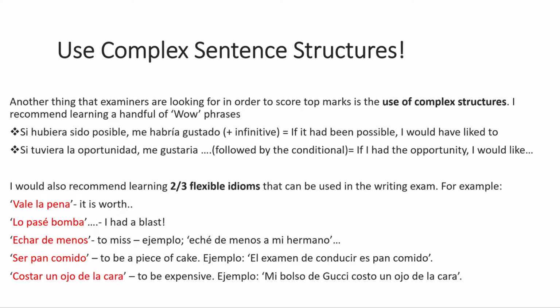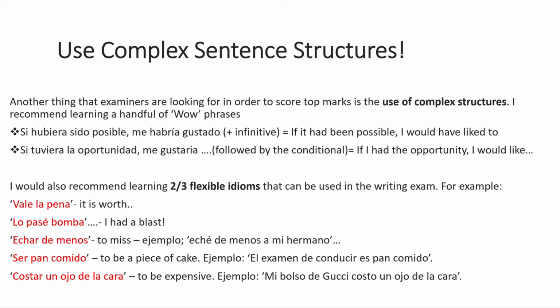I would also recommend learning 2 or 3 idiomatic expressions that can be used in the writing exam. For example, vale la pena, it is worth. So vale la pena pasar 2 noches en España. O vale la pena probar las gambas que están deliciosas. Another one, lo pasé bomba, when giving an opinion. Echar de menos. Again, you could say, fui de vacaciones con mi familia a España y eché de menos a mi hermano. I miss my brother.